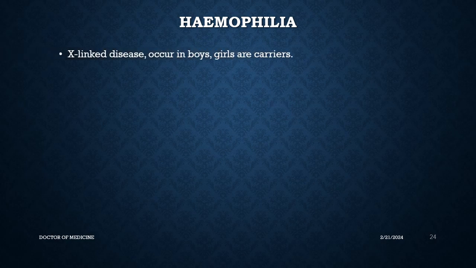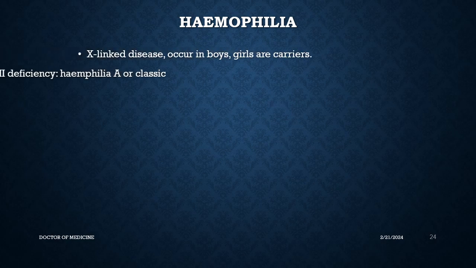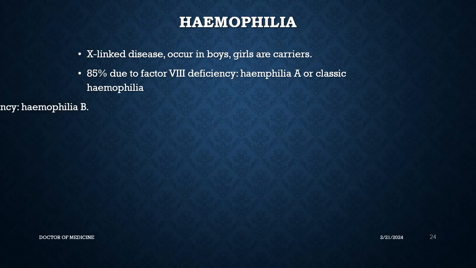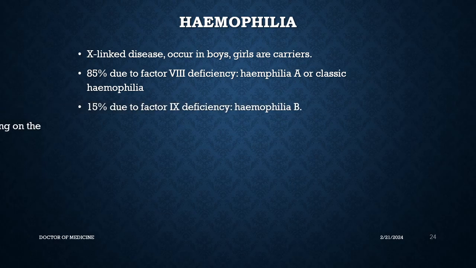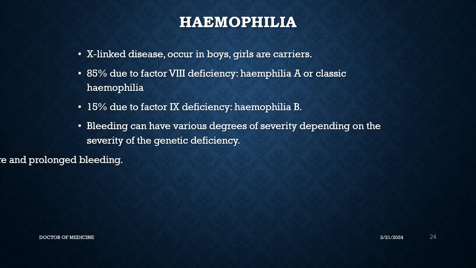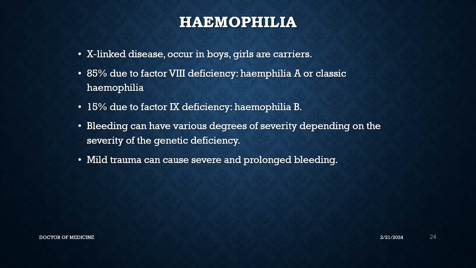Hemophilia, the broad explanation: hemophilia is an X-linked disease. So it mostly occurs in boys. Females act as carriers of the disease. Hemophilia A, due to absence or deficiency in factor VIII, is present in 85% of the population. 15% of the population get hemophilia B, absence of factor IX. So this is severe bleeding, often as a result of minor injuries.